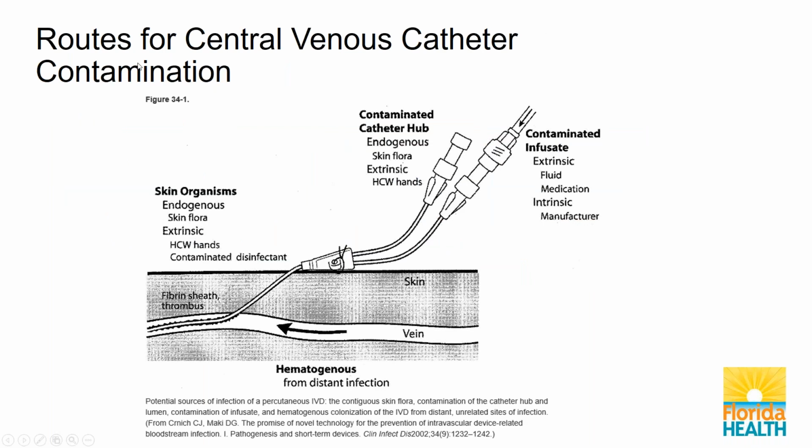Now, this is a picture in your text which goes over the routes for central venous catheter contamination, and you can see contaminated infusate extrinsic, which is the fluid medication, right? So this is when it's being administered, when it's being prepared in the healthcare facility, and then intrinsic, which is going to be your manufacturer. Contaminated catheter hub, endogenous skin flora. Extrinsic would be healthcare worker hands. For skin organisms, you have endogenous, which is going to be your skin flora, and then extrinsic is going to be healthcare worker hands and contaminated disinfectants. And so this is a really great picture that, if you're more of a visual learner, will help you put it all together.